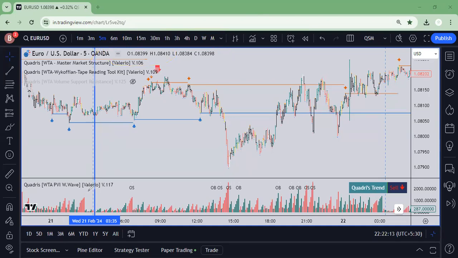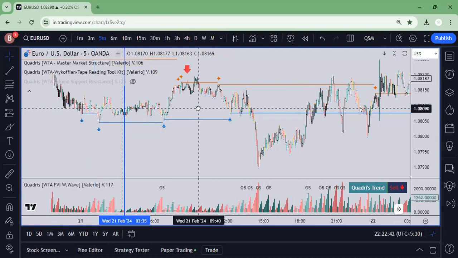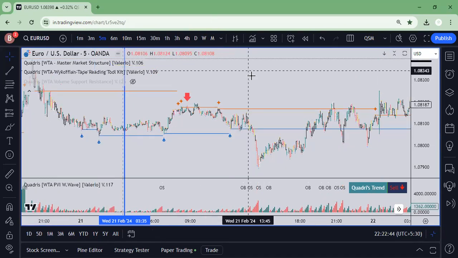So I've started from 1st Feb 24. This is my first trade. As I told you in the beginning, I have used three indicators: master market structure, tape reading toolkit 109, and price volume version 117. Okay, now it is clear to everyone, I guess.